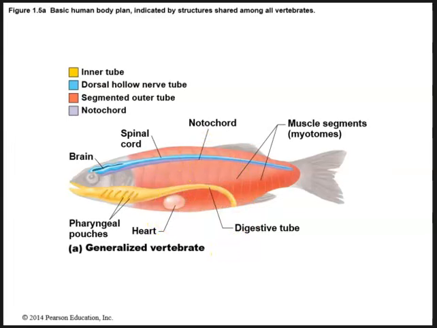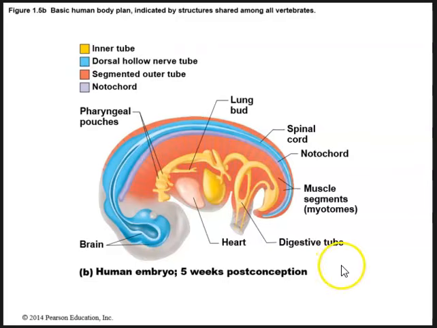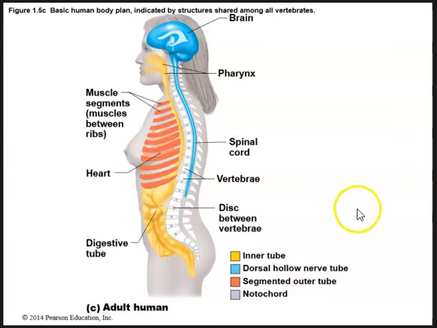And we actually can see this in a regular human embryo as well. So we have our inner tube, which ends up becoming our digestive system. We have that nerve tube that will eventually become our brain and spinal cord. And then also other different structures that can be compared to other vertebrates. So this is a human embryo about 5 weeks post-conception. Here we have an adult, and we can see those structures and the adult structures that are formed.